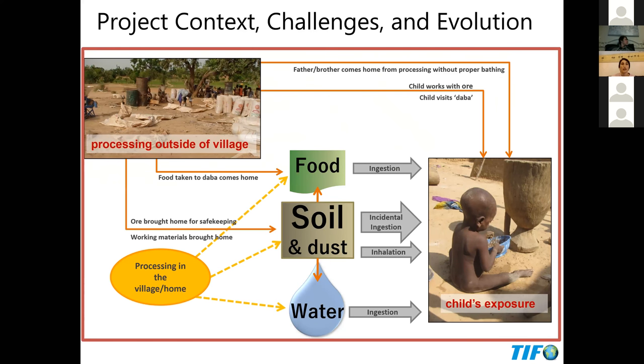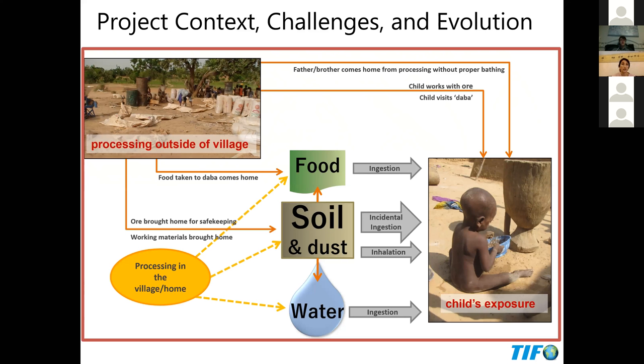And this has been an interesting challenge for us in terms of long-term sustainability. So people are still processing gold ore outside the villages. And there are ways by which that lead is getting back into a child's environment. Some of that is because people are bringing home ore in different stages of processing. It takes many days to go from a rock to that gold that I showed you earlier. So they bring it home to keep it safe. So that introduces lead dust back into the home.